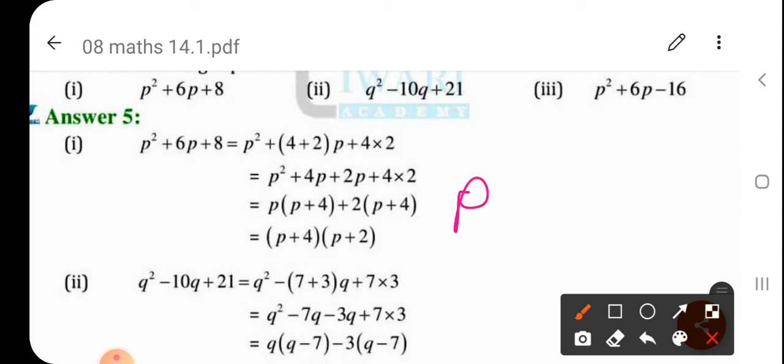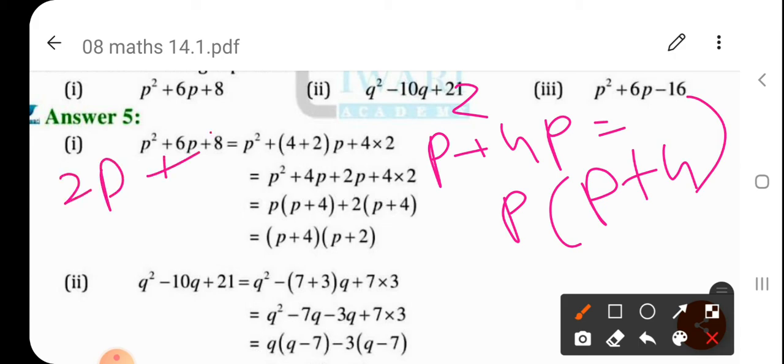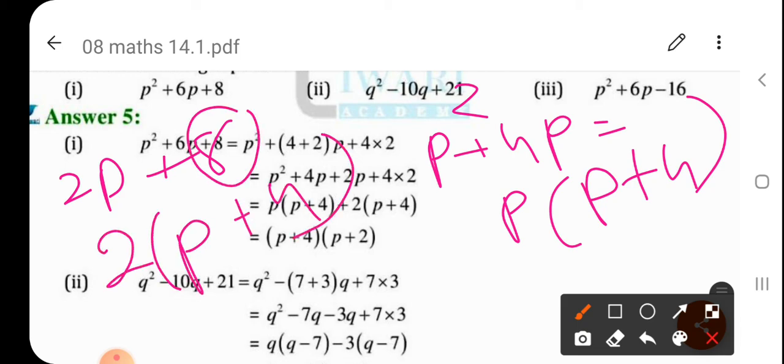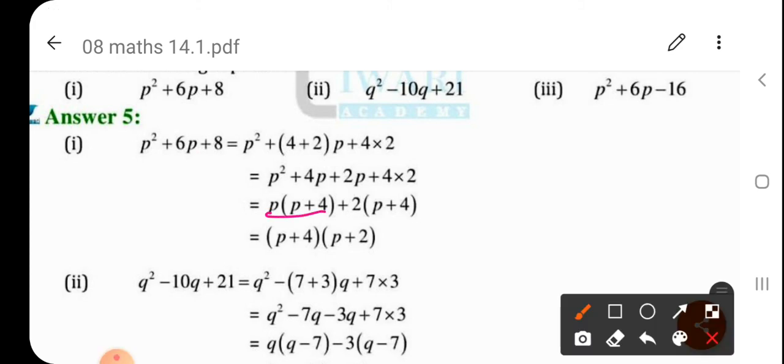Here p square plus 4p. What is the common? p is the common, so you can write p plus 4. And here in the last term 2 is common, so 2p plus 4. Because out of 8 you are going to take 2 common, then it will remain 4 because 2 4s are 8. Okay. So p plus 4, 2p plus 4. Now p plus 4 is the common. Then write down outside. What is remaining? p and 2. Okay.